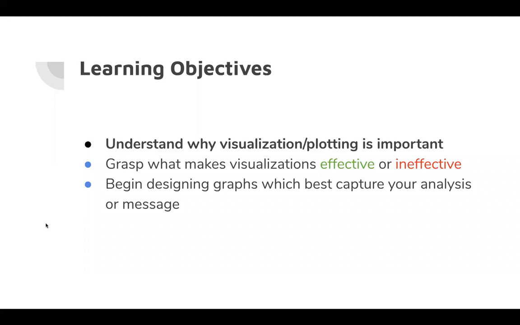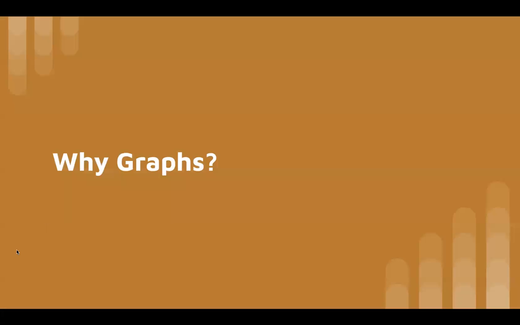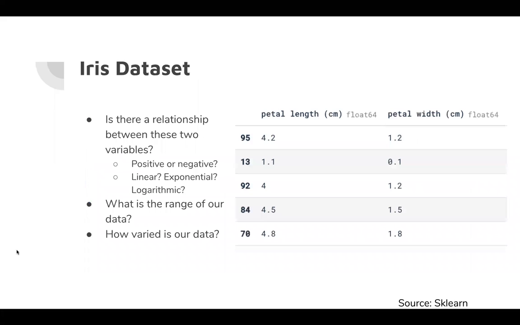So beginning with the first point, I'll be asking the question, why graphs in the first place? For this, we will be using the iris dataset, which is taken from sklearn, a Python package. It has several measurements of various characteristics of iris flowers taken a long time ago. Here specifically, my question is whether or not there is a relationship between petal length in centimeters and petal width in centimeters. Here I've sampled 5 points randomly from the data set for both of these variables.